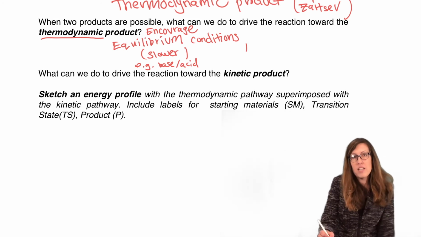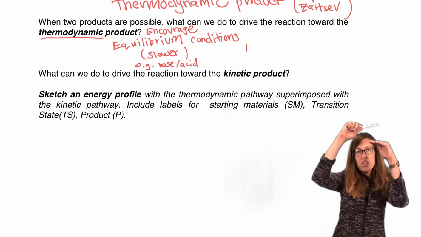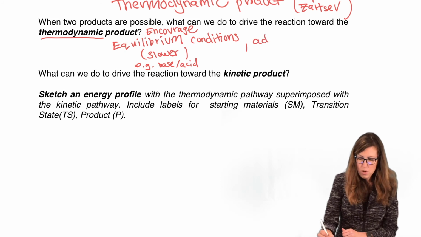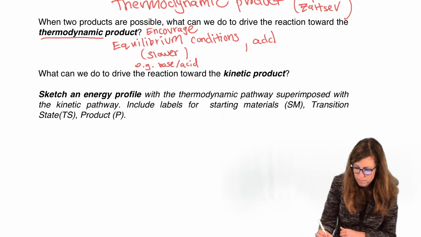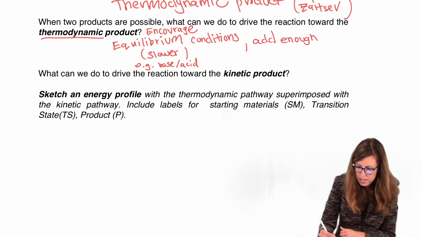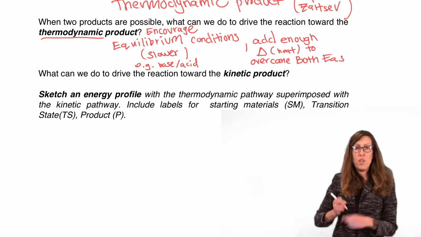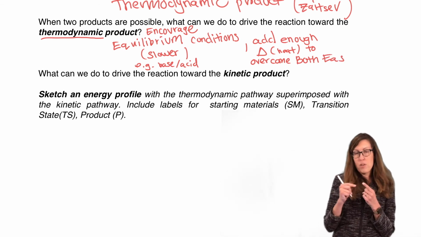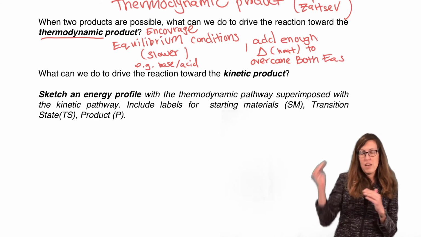The energy barrier is higher. To overcome a higher energy barrier, you need more energy added. That's added in the form of heat. So you just add more energy than needed to overcome both energy activations. So add enough delta, that's heat, remember, to overcome both activation energies. So not only the kinetic activation energy, which is going to be lower anyway, you want to overcome the thermodynamic activation energy. So just add way more heat, and that way you just overcome both of them.